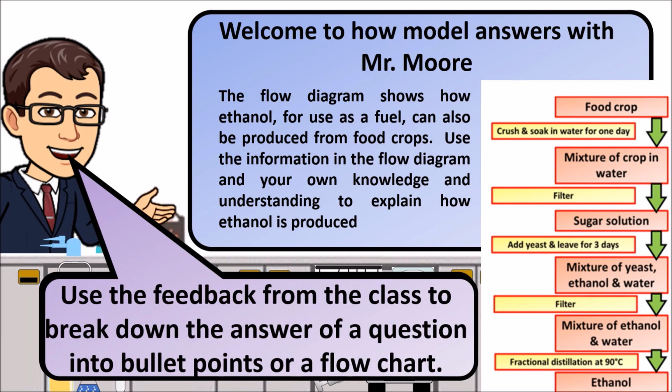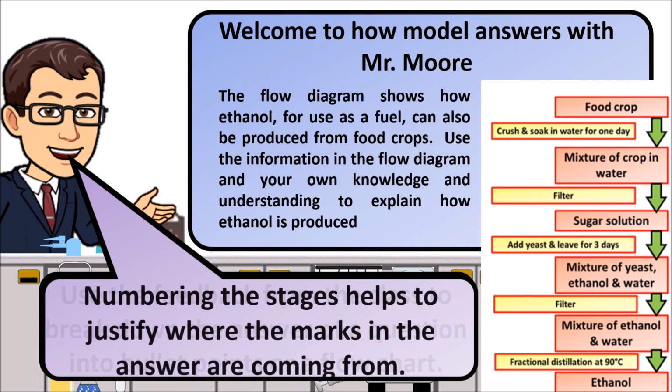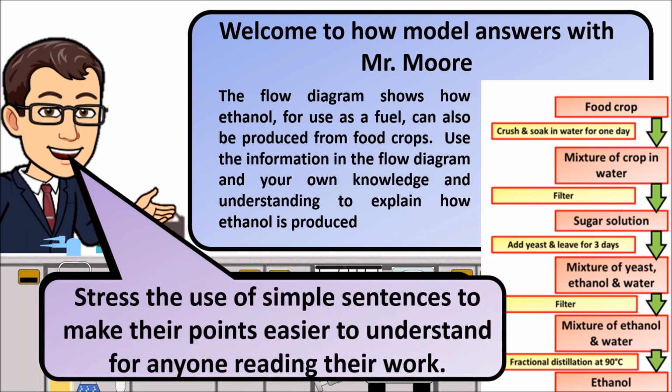This plan can be set out in bullet points or as a flowchart to break the question down and model good planning practice. Numbering the stages helps make the written work more manageable for students, as well as justify where the marks in the answer are coming from. And remember that throughout the feedback and breaking down the question, it is important to stress the use of simple sentences to make points easy to understand for anyone reading their work and to avoid waffle in their answer.